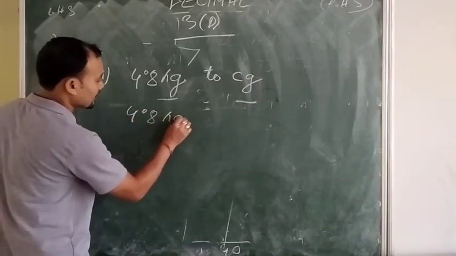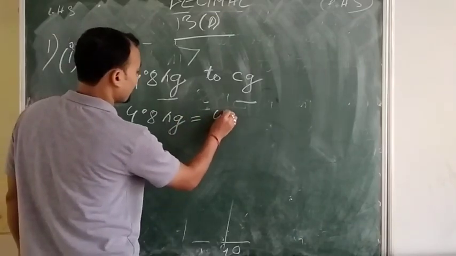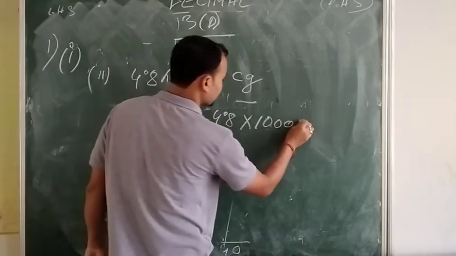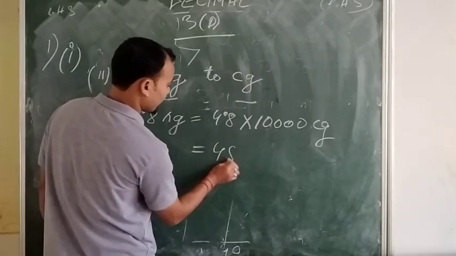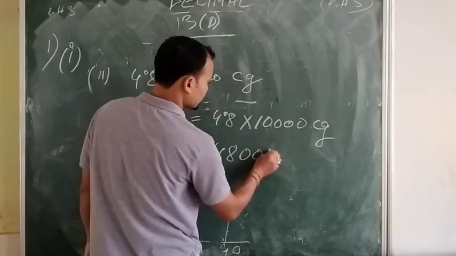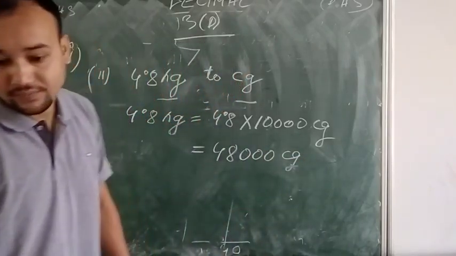So 4.8 hectogram equals 4.8 into 10,000 centigram. See, this is the answer. 4.8, go 1, 2, 3, 4, put zeros. Fine.